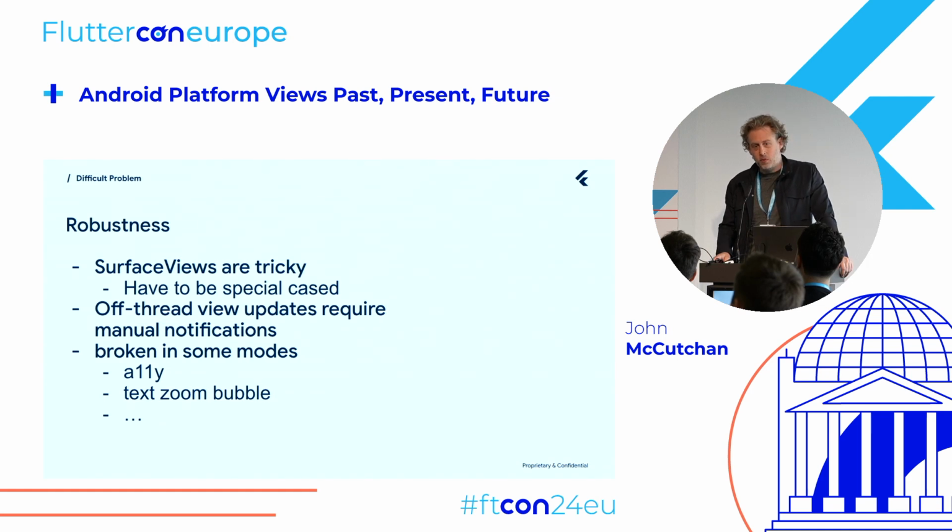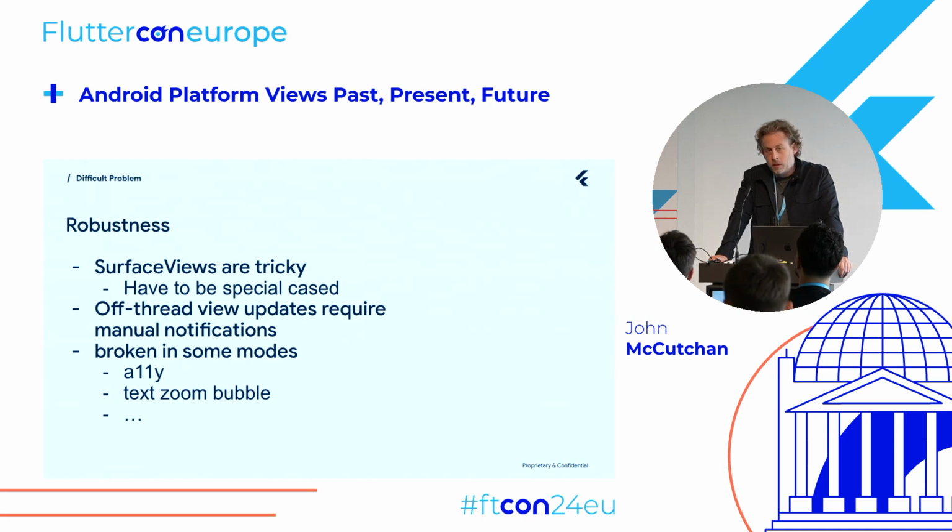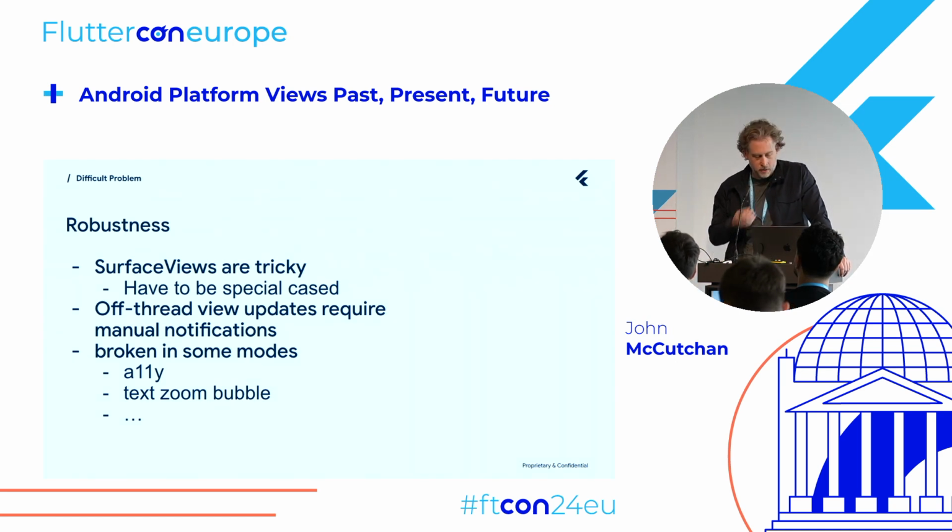If you update your platform view off the main thread, say it's an OpenGL game or something like that, you have to notify Flutter that the frame is updated. We won't get a notification from the operating system. So we have a way to make this robust, but it means that we have to subject you all with the cognitive load of, oh, okay, I have this particular type of Android widget. I need to make sure I add this little bit of Java code to kick the Flutter renderer and tell it to repaint.